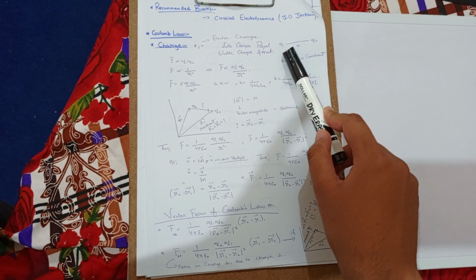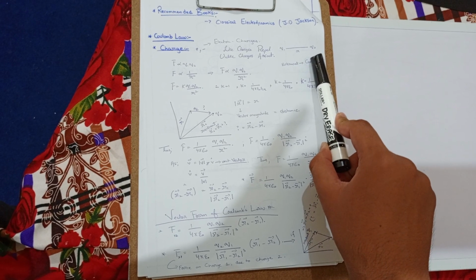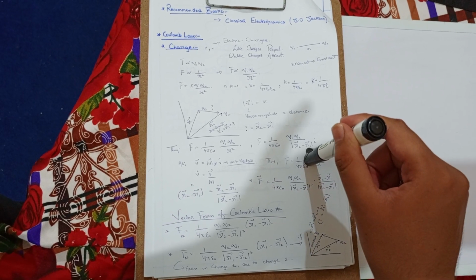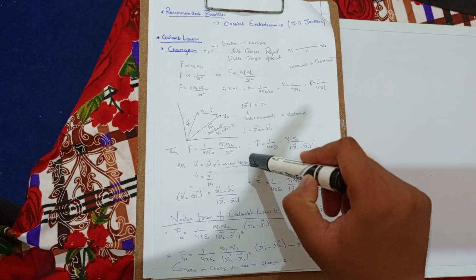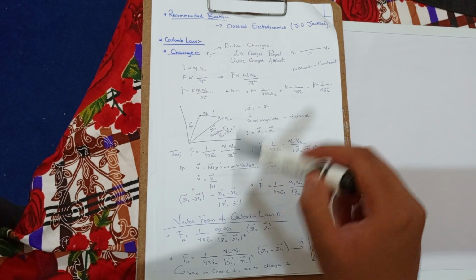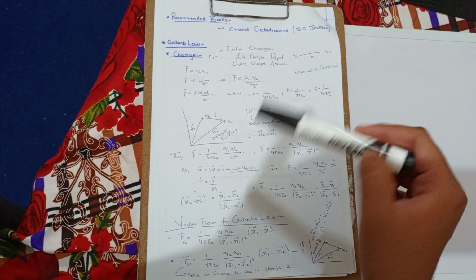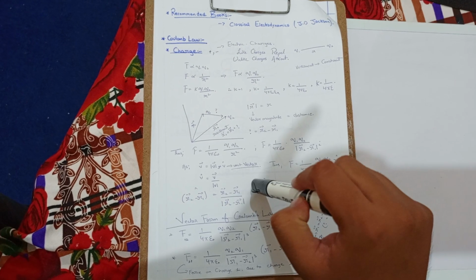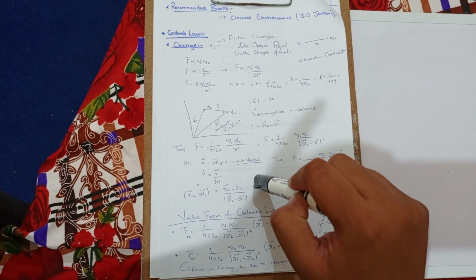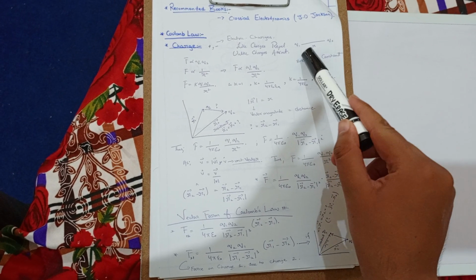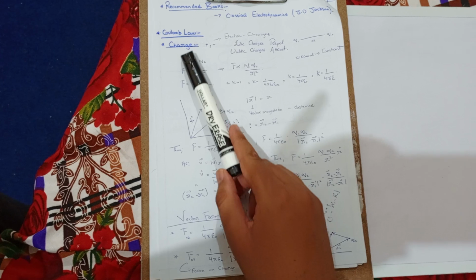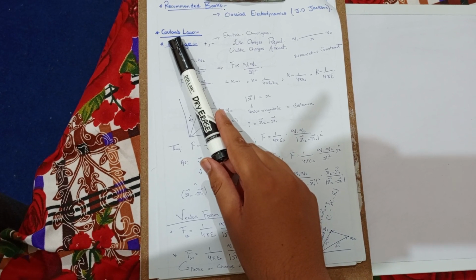Suppose there is a charge q1 and another charge q2 at rest, separated by some distance r. Because these are electric charges, there must be some charge on them, either positive or negative. Due to that, there is attraction or repulsion, so some force is exerted between these two charges. This force is known as the Coulombic force, and now we are starting Coulomb's law.